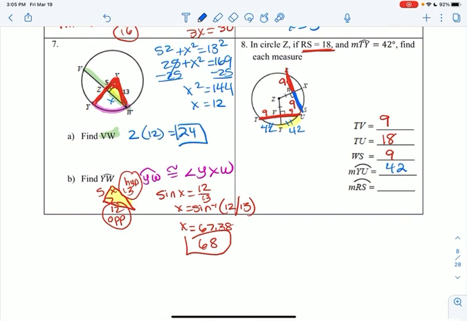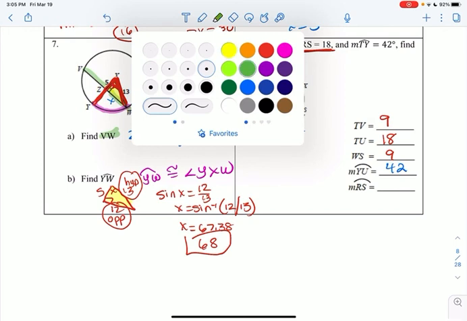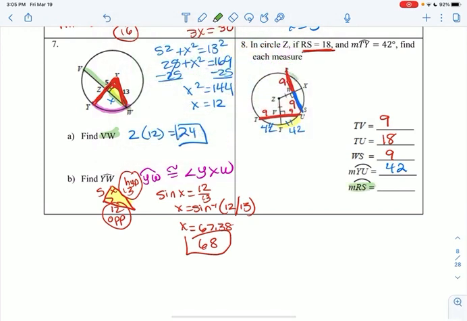And then the last question wants to know what arc RS is. So arc RS is this right here. It's going to be equal to the other one, so it also will be 42 and 42. If the chords are congruent, then the arcs are congruent. So that will be 84. Okay, so we're just going to practice all those rules tomorrow.